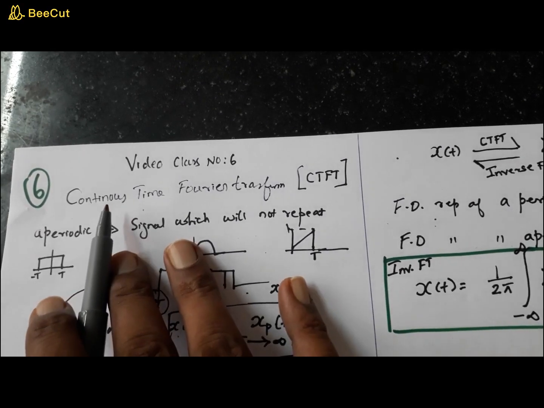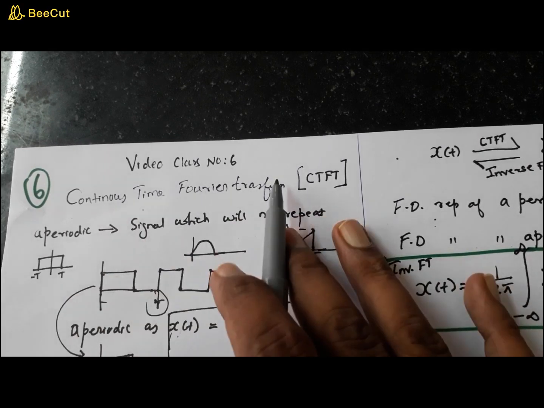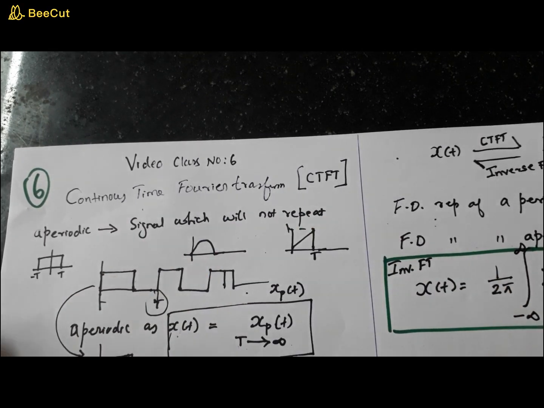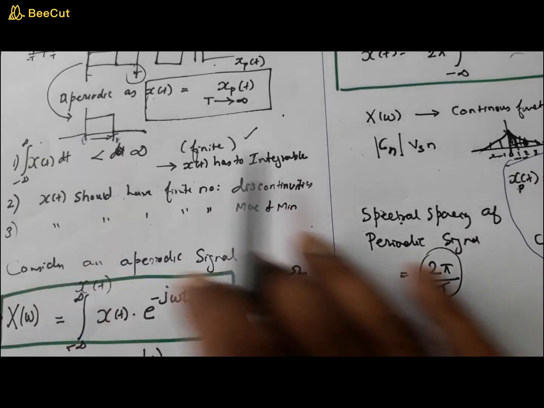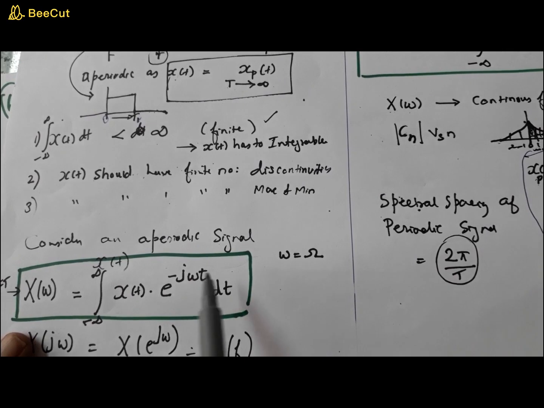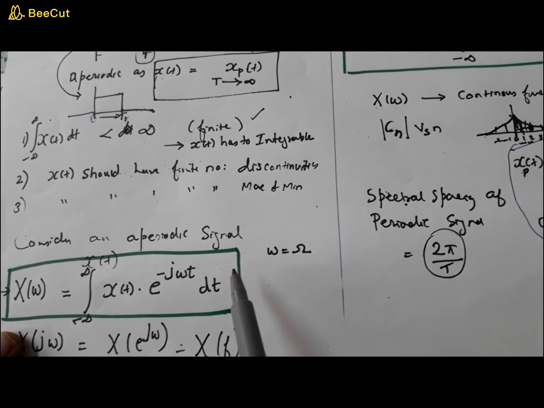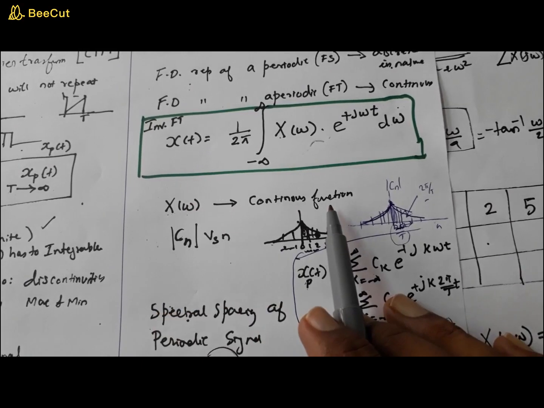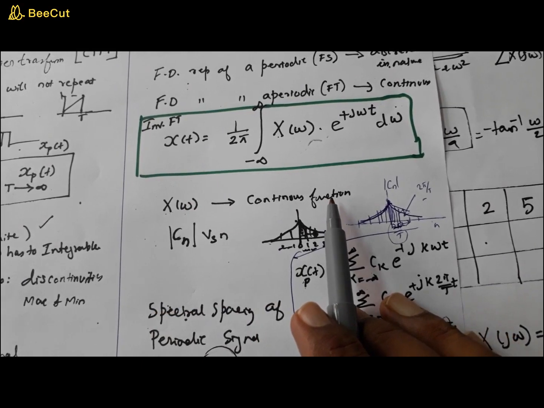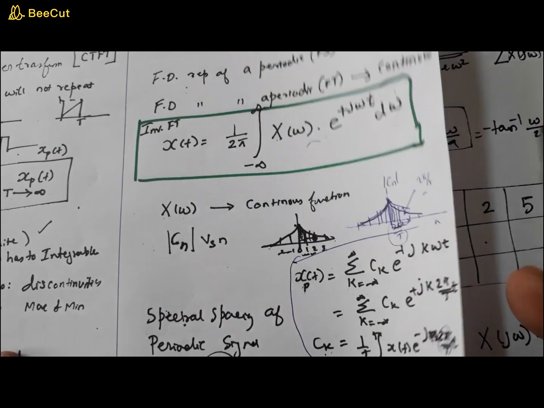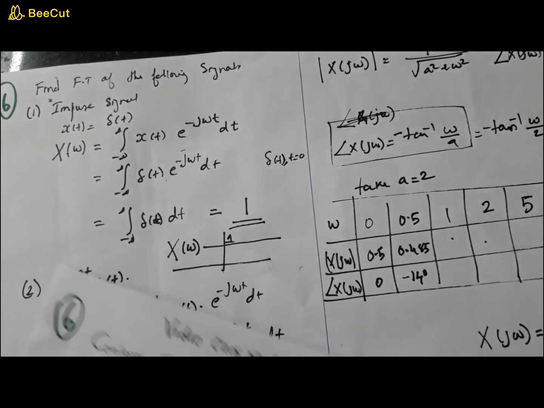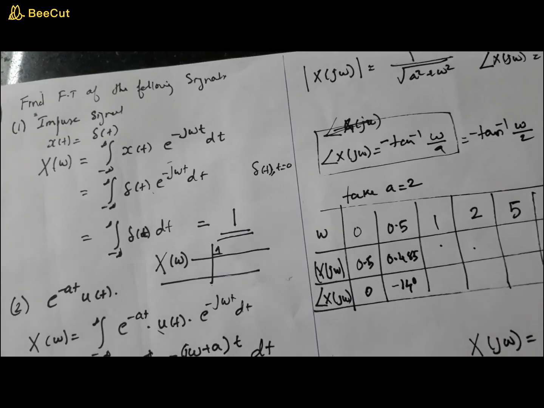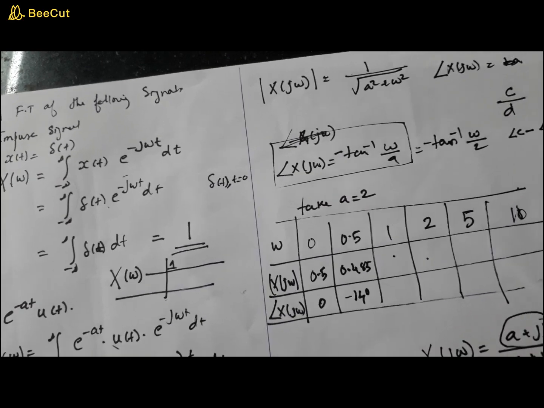So in this section we have studied continuous time Fourier transform, and we started with the basics of that, the conditions for a signal to have a Fourier transform, and we have seen the Fourier transform equation. We have also seen that this Fourier transform is a continuous function. That's the major difference between the frequency domain representation of a periodic signal and an aperiodic signal. Not only that, we have also seen the inverse relationship, and we have done some problems.